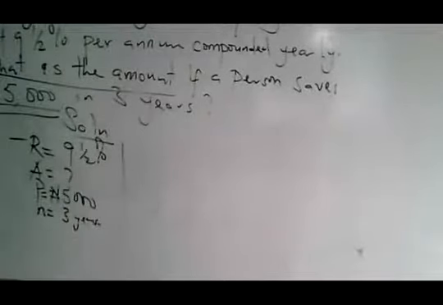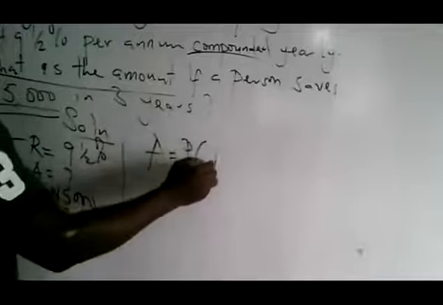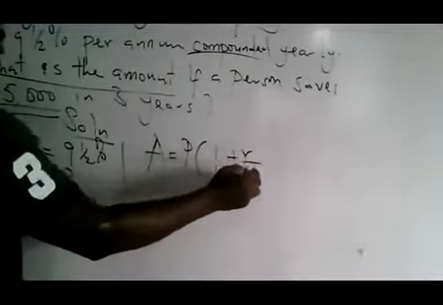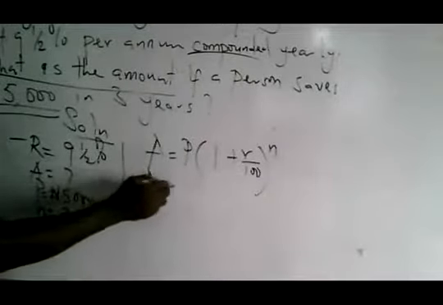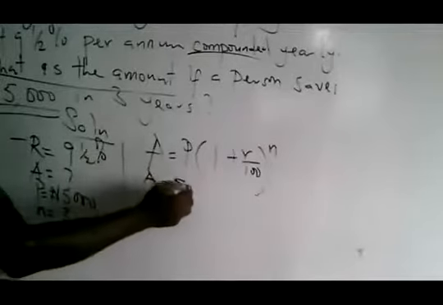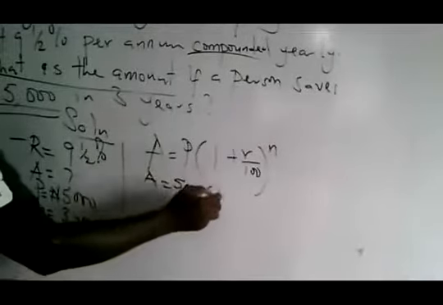Since they said it's a compound interest, compounded yearly, it's very simple and straightforward. You just put in your formula: A equals P open bracket 1 plus R over 100 raised to the power of N. So it's quite direct. My amount is what we are looking for. My principal is 5,000. Open bracket 1 plus my rate is 9.5.